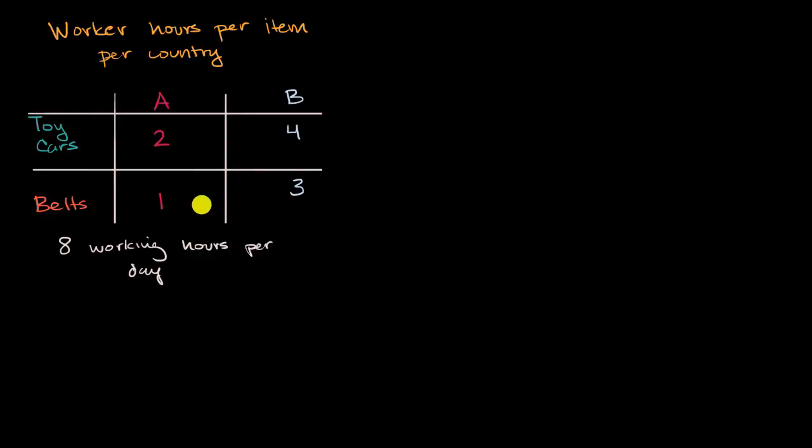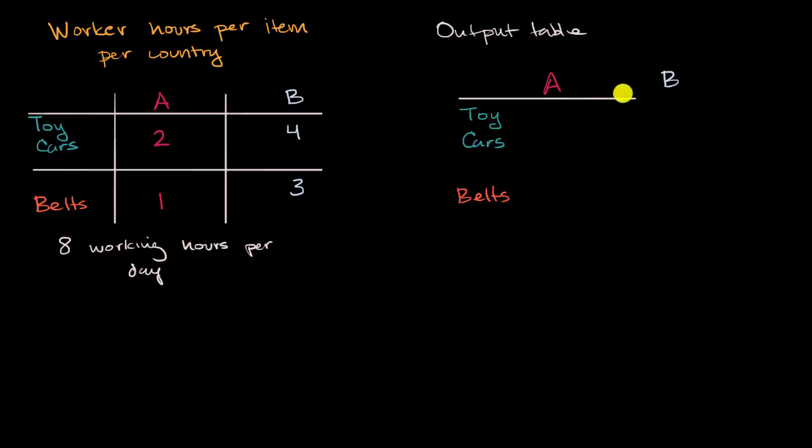And so from this, can we construct an output table? And let me put this right over here. Output table. Where once again, we're going to think about the output in country A. We're going to think about the output in country B. And this is going to be in how many units of that product can a worker produce per day in each of those countries. So once again, we're going to have toy cars in this row, and we're going to have belts in this row. And let me just draw some lines so it's clear that we're dealing with a table here. So there we go. And then one more column.